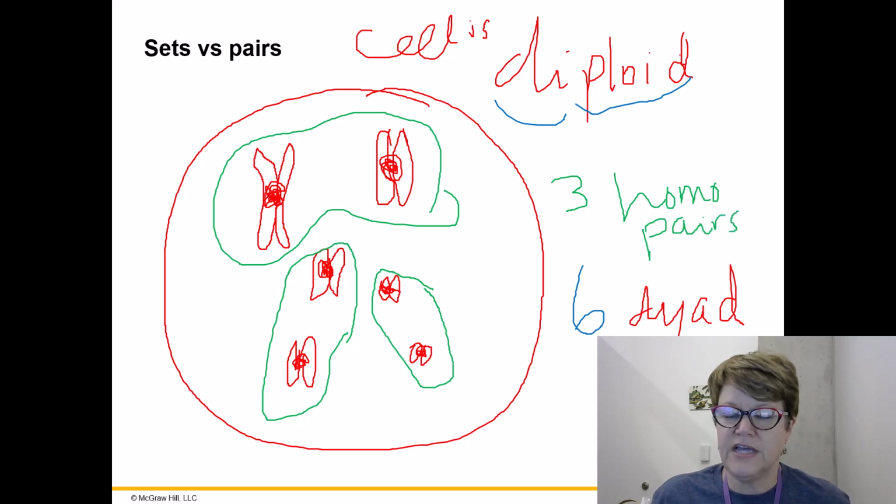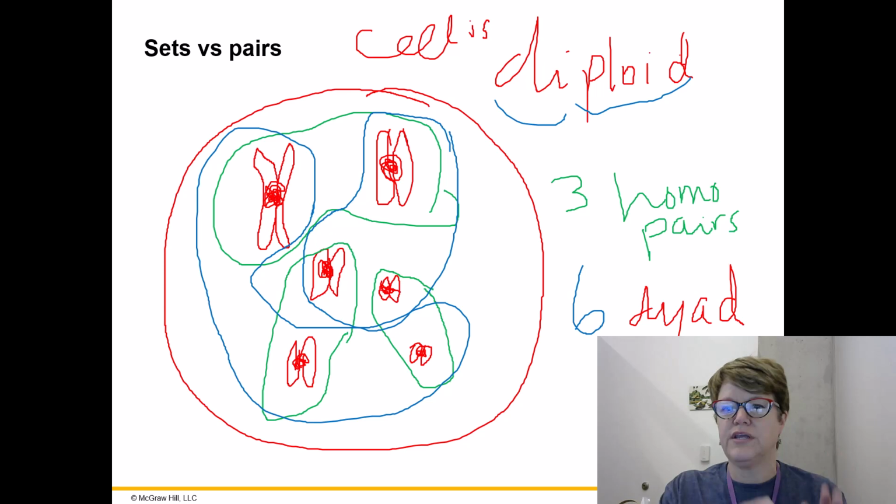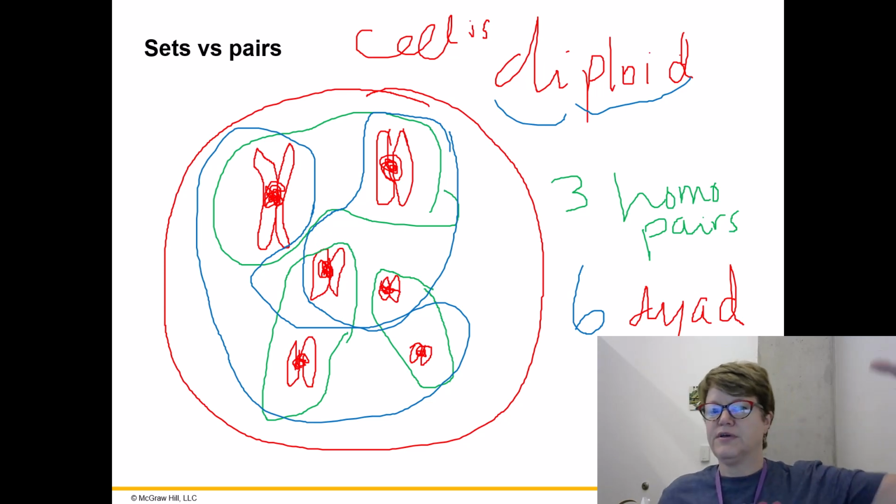I have 6 dyad chromosomes total in this cell, and the cell contains 2 sets of chromosomes. A set being, now I'll do my blue again, this is a set, and this could be a set. So any one large, any one medium, any one small collectively is a set. The other large, medium, and small collectively is a set. So a pair is 2 of the same type. A set consists of 1 of each different type collectively.